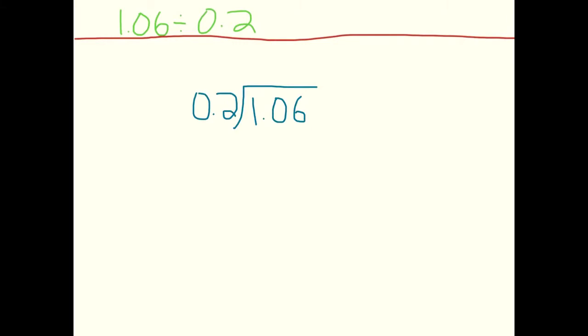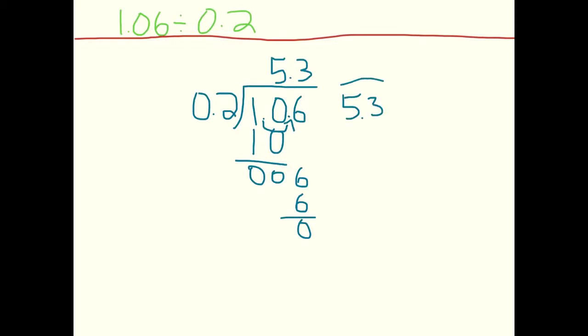And then 2 into 10, that's 5. You get 10. You will get 0, but then you have to bring down the 6. And then dividing decimals, you have to move the decimal over there. So it's right here. And then 2 into 6 is 3. 6, 0. And 5.3 is your answer.